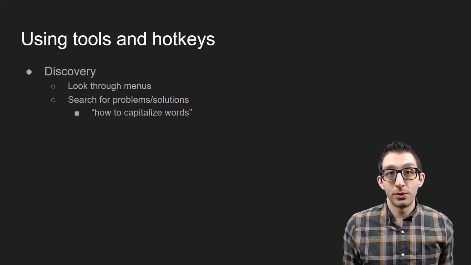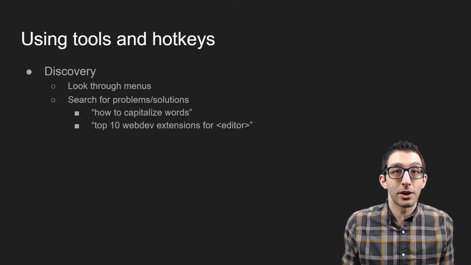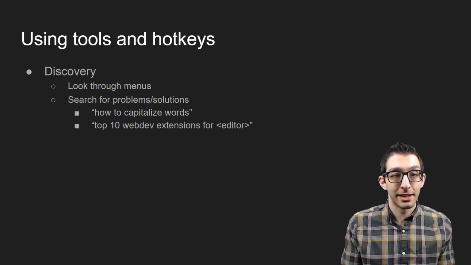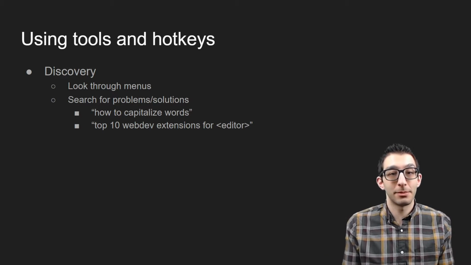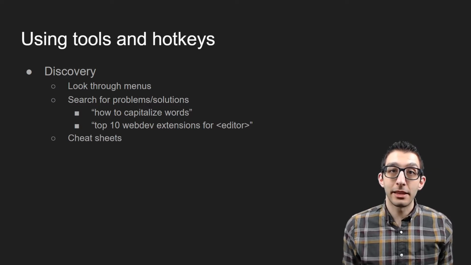Another way is to do searches, and I know this sounds basic, but really these are ways that I've discovered new extensions in the past. You might search for something like top 10 Sublime Text extensions. And then finally, there are cheat sheets.